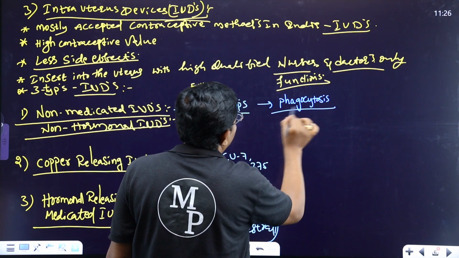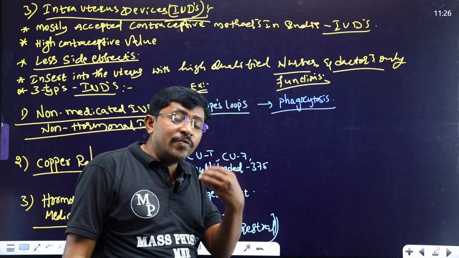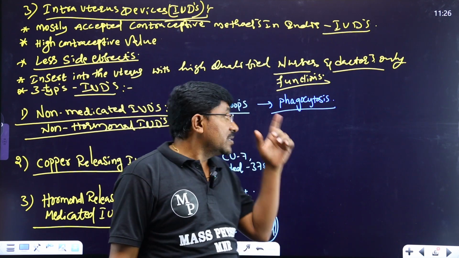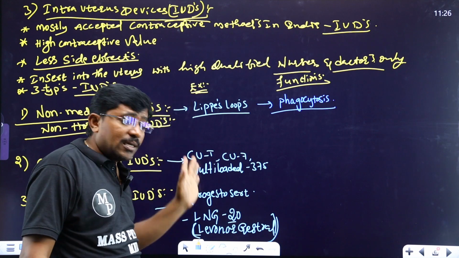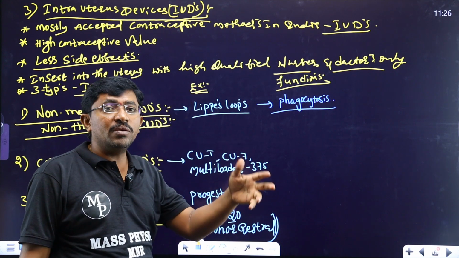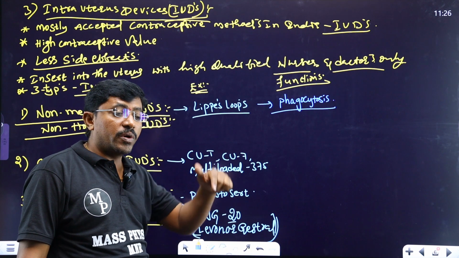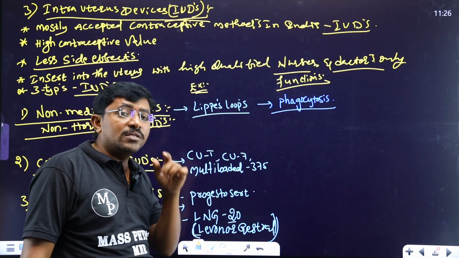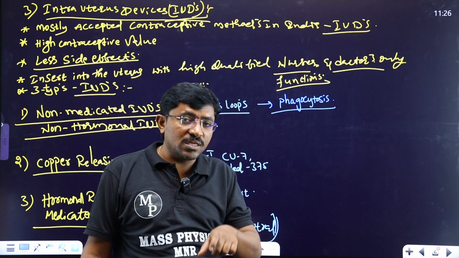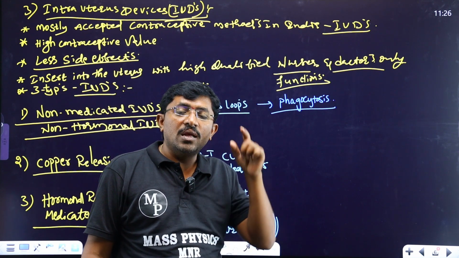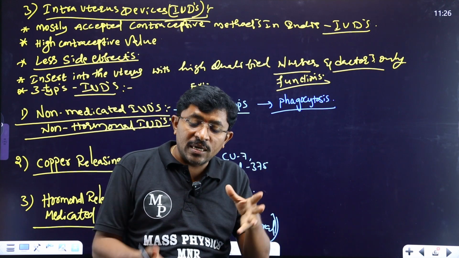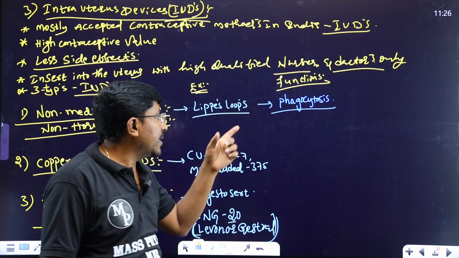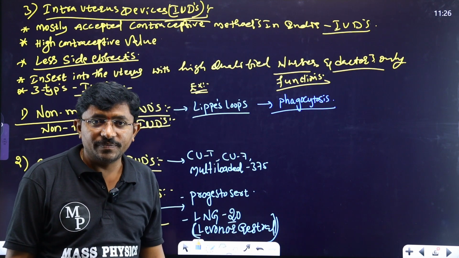Phagocytosis means engulfment of spermatozoa. These devices are kept inside the uterus. After ejaculation, the more motile sperms enter into the uterus. Once the sperms enter the uterus through the cervix from the vagina, they are engulfed by these Lippes loops. This is the phagocytosis function.